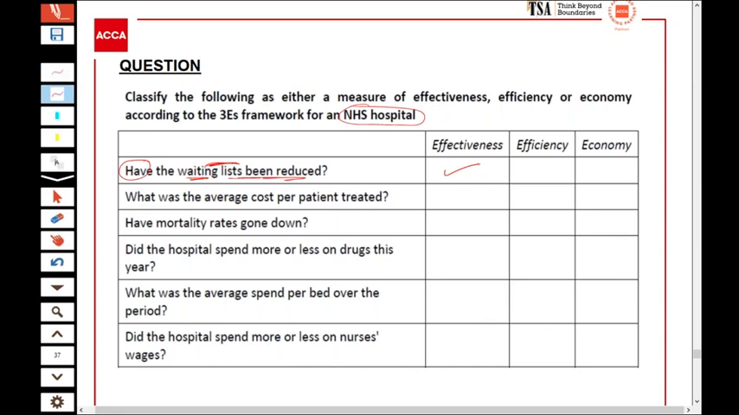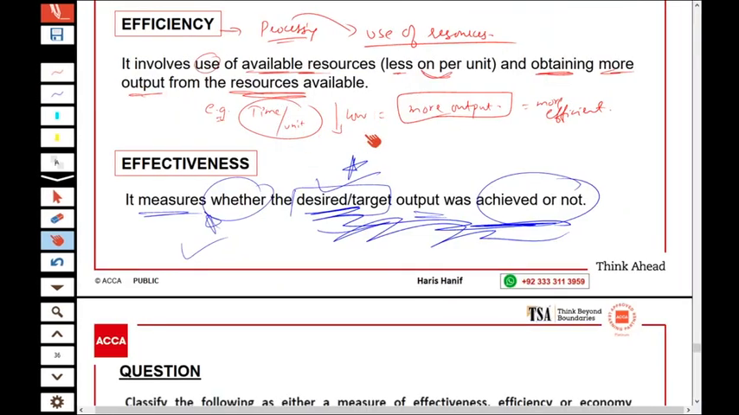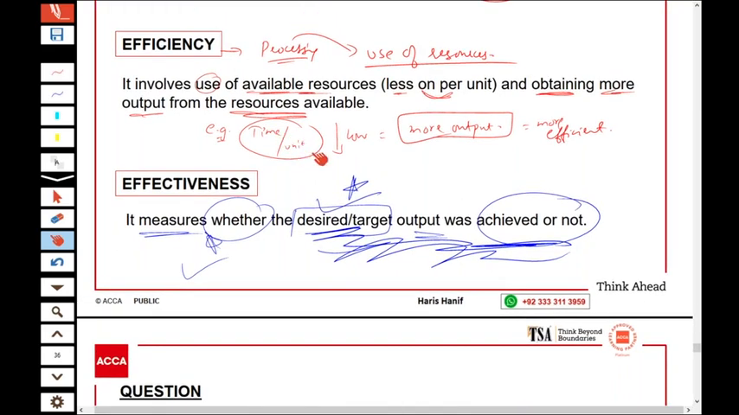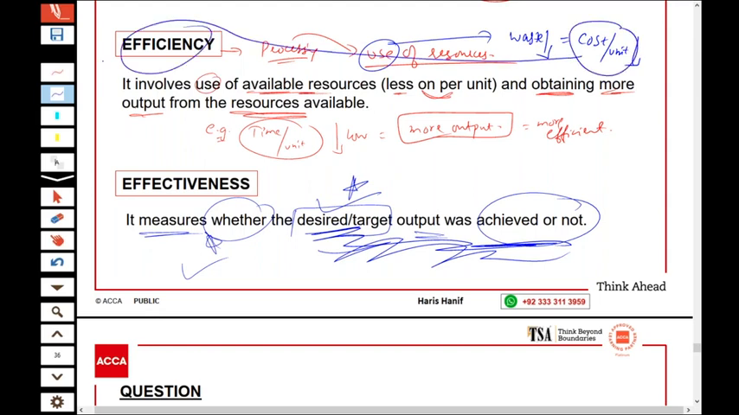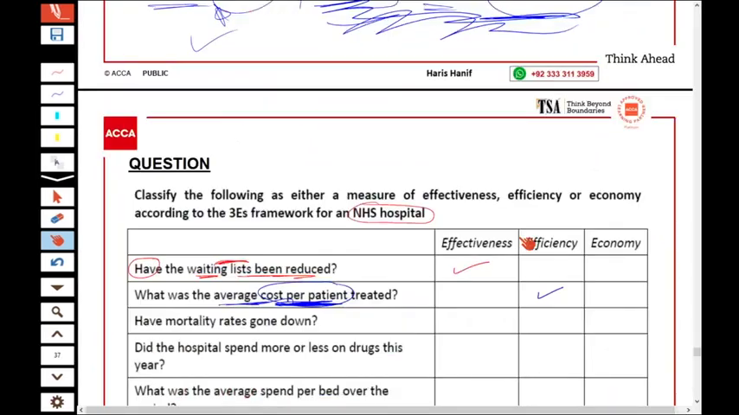Number two, what was the average cost per patient? Average cost per patient. This is efficiency. Why? If your time per unit is low, you are having more output. If your time per unit is low, you can also see that use of resources. If waste is low, that means your cost per unit will also be low. So cost per unit is a measure of efficiency. If your wastage rate is lower than your estimated, then obviously your cost per unit will also be low. So that is why it is efficiency.